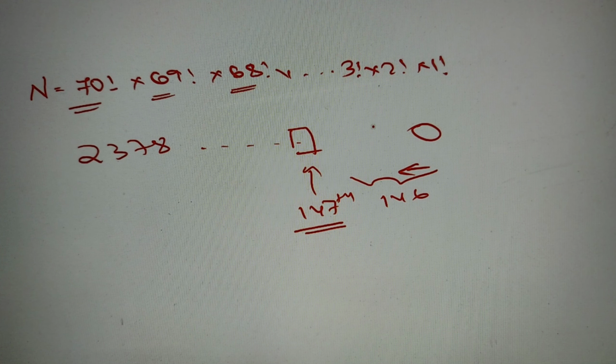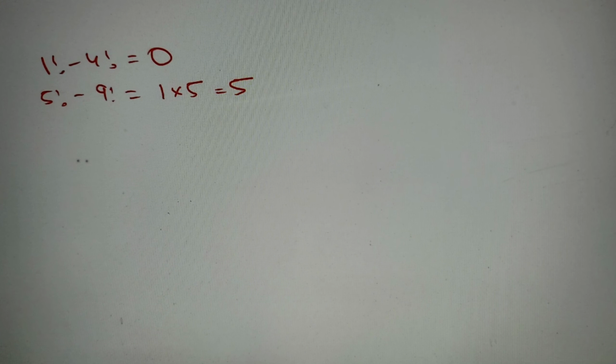So let's find whether that digit is 0 or not. Let's check how many trailing zeros each factorial has. From 1 factorial up to 4 factorial, there are no trailing zeros. So in total we have 0 zeros. Now from 5 factorial up to 9 factorial, each factorial has one trailing zero, because 5 factorial is 120, 6 factorial is 720, and so on and so forth. So we have one trailing zero in each, and in total these 5 factorials have 5 zeros.